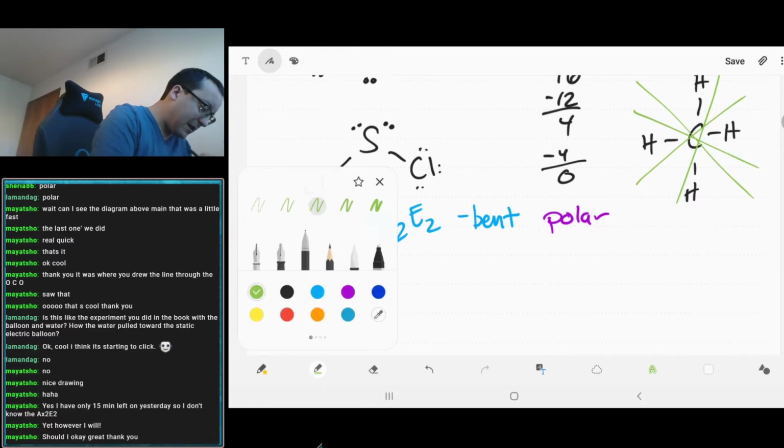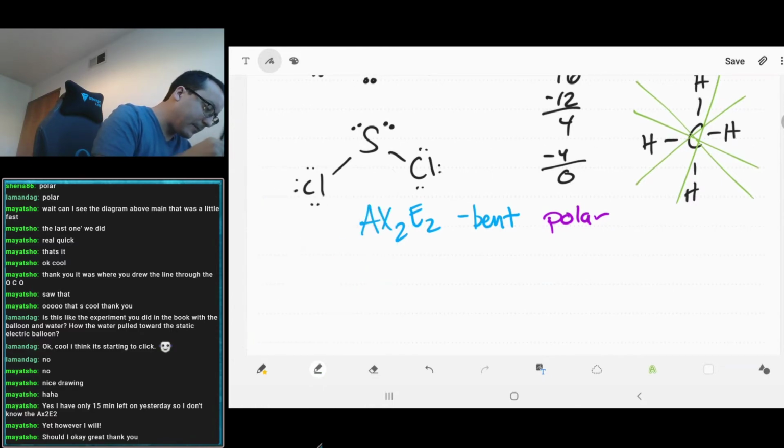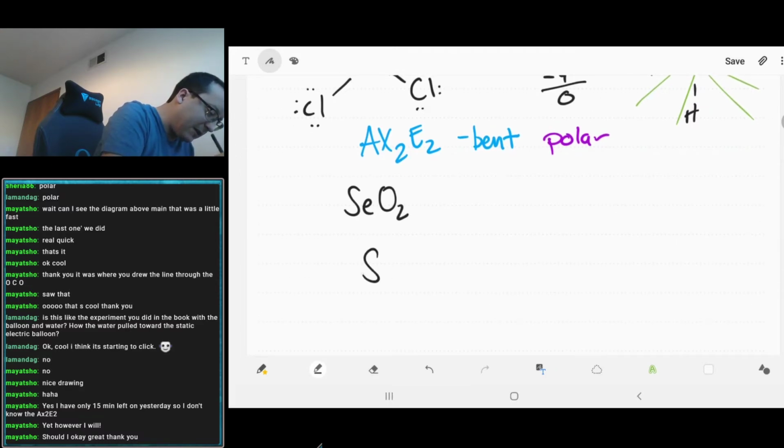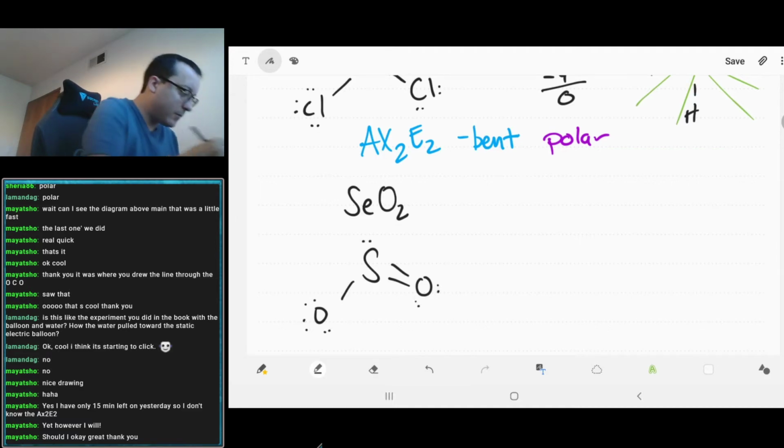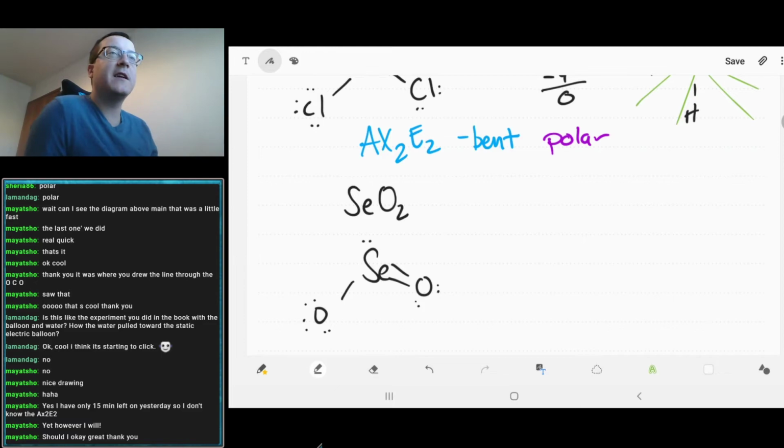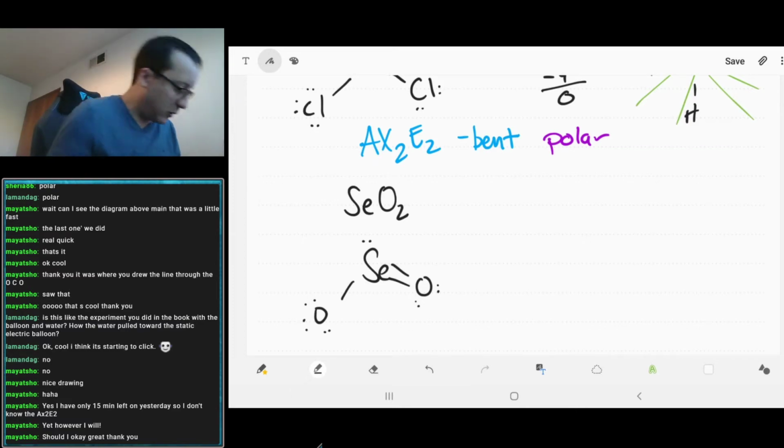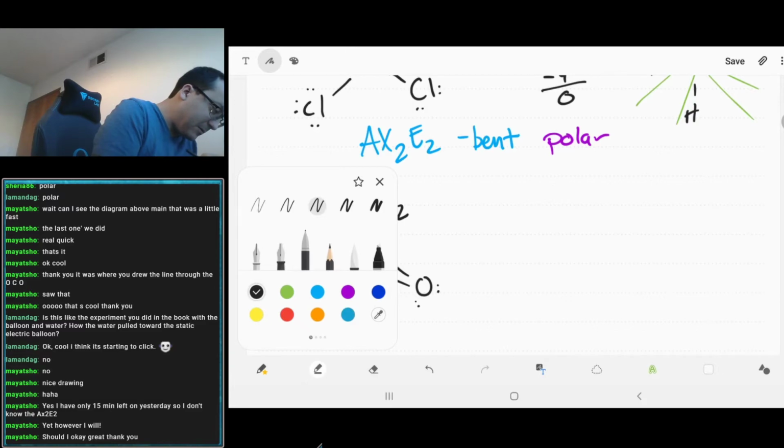And the other one we had was selenium dioxide. We for sure did that one yesterday. All right, so remember that structure from yesterday. Looking at it, it has a lone pair on it. A lone pair will always tell us, guess what? It's polar.